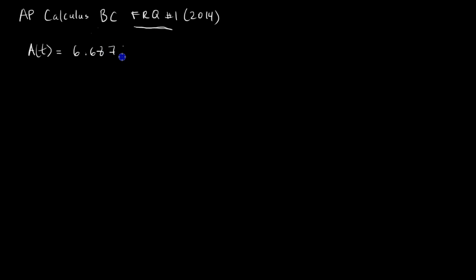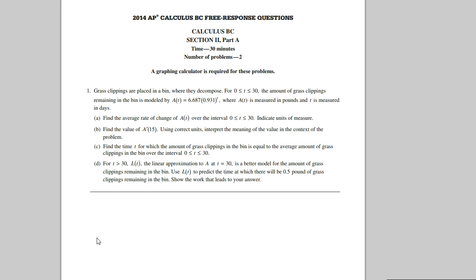6.687 times 0.931 to the t. Okay? Where A of t is measured in pounds of grass clippings, and t is measured in days. So part A, they wanted us to find the average rate of change of A of t over the interval from 0 to 30 days.